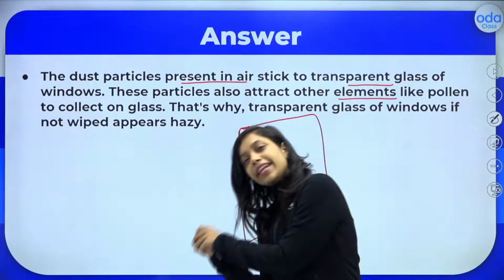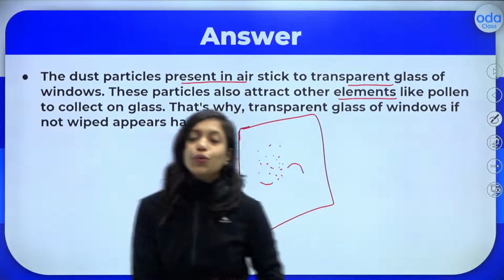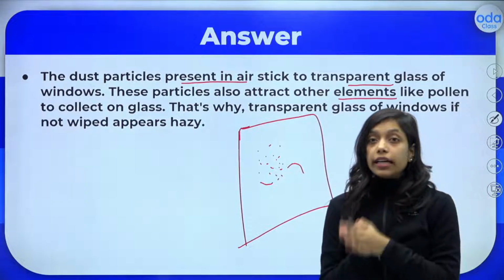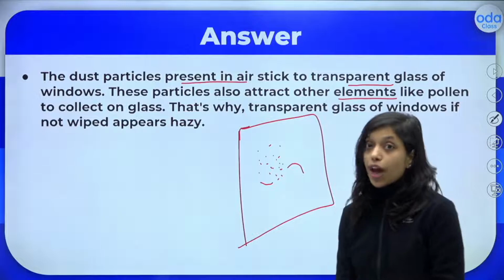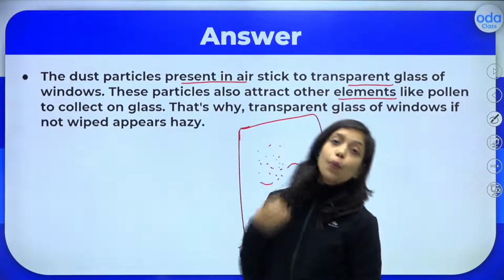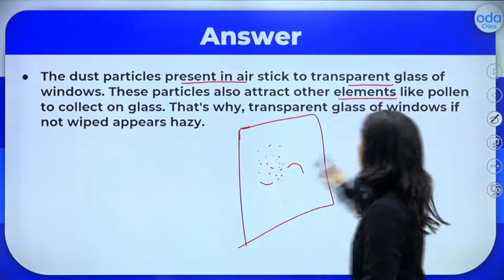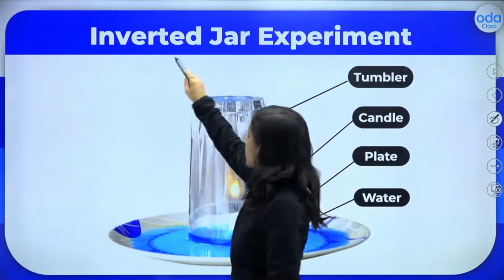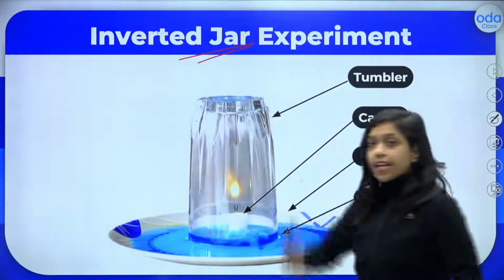Yes, I will explain it nicely. You can try it on your own. Okay, first experiment. I told you that burning needs air, right? Without air, without oxygen, there is no burning. Burning cannot be done. So let us try that. You can try at your home. This experiment is called the inverted jar experiment, right?